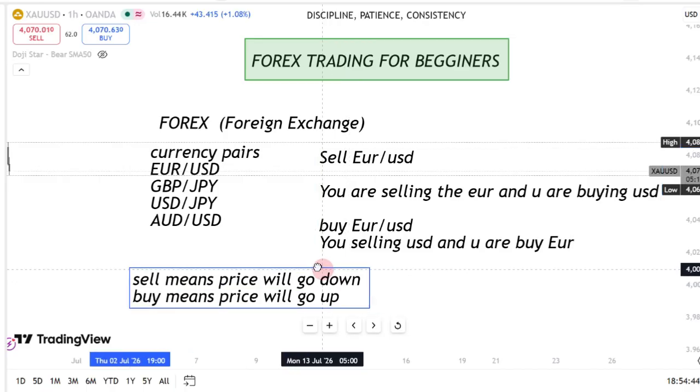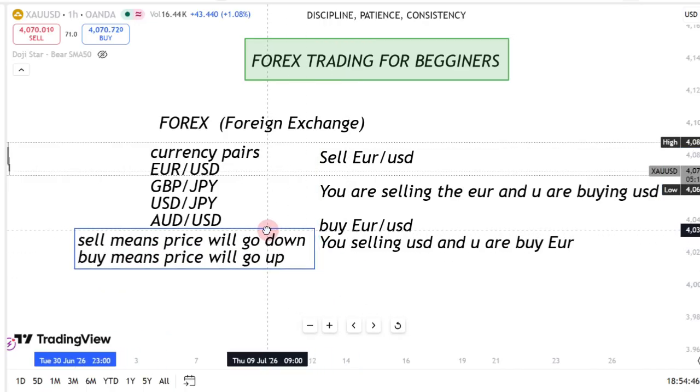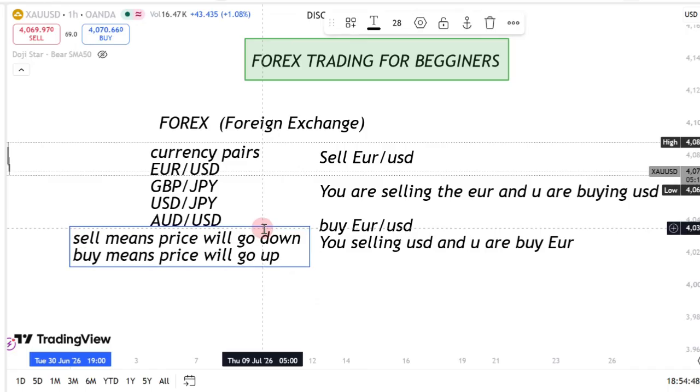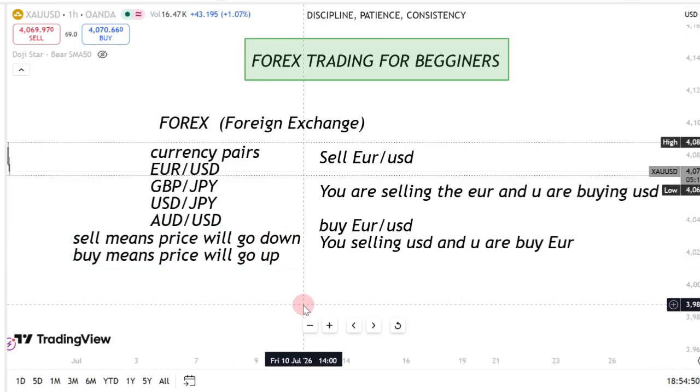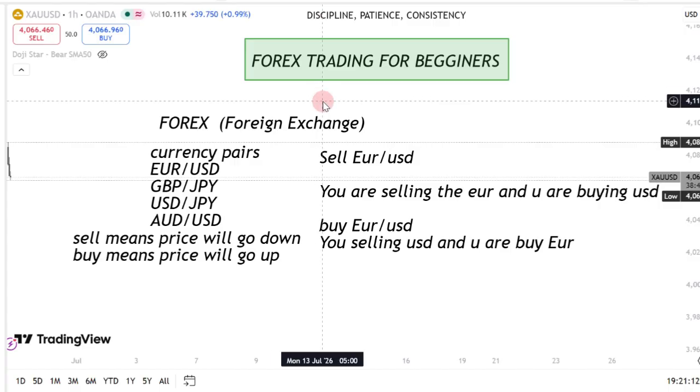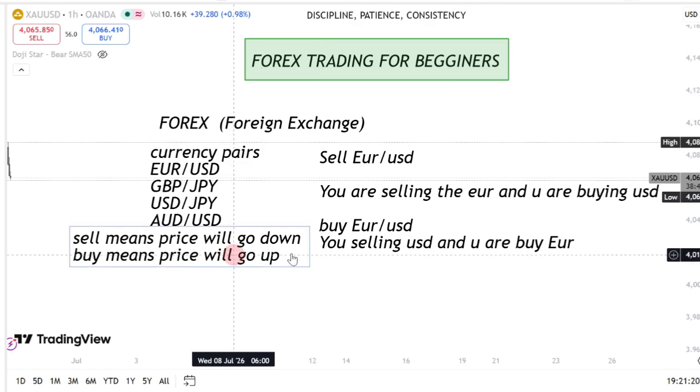These are the basics of forex trading. So that's how it is. So what we are going to look at next is the market session. The market session is what we are going to look at next.